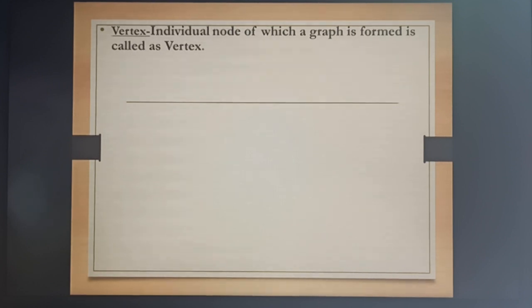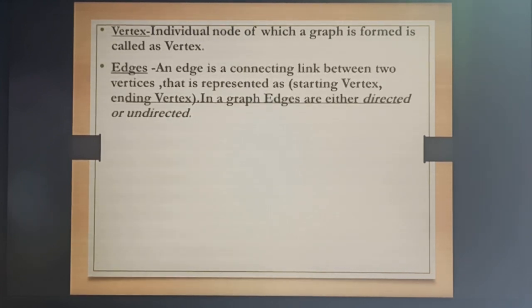So what is a vertex? You know that without a vertex the graph cannot be formed. So the individual node of which a graph is formed is called a vertex. In my previous slides, you can see the graph is a combination of vertices. One graph contains the vertices B1, B2, B3, B4, and in another graph you can see A, B, C, D, and E.